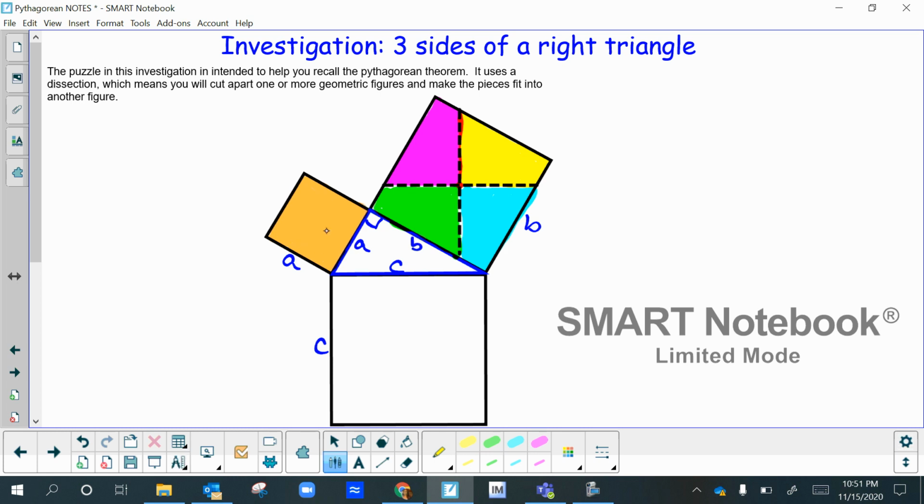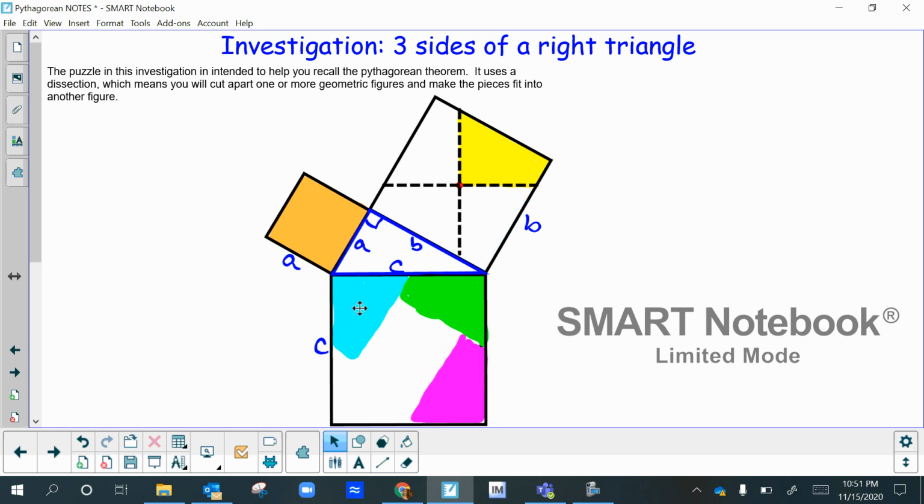Okay, so now that I have all of my puzzle pieces, we're going to see how this fits. This is a perfect right angle right here, so I'm going to fit that one right here. This is a nice right angle here. This one's a nice right angle, and then this one down here. And where do you think that remaining space is for that piece right there?